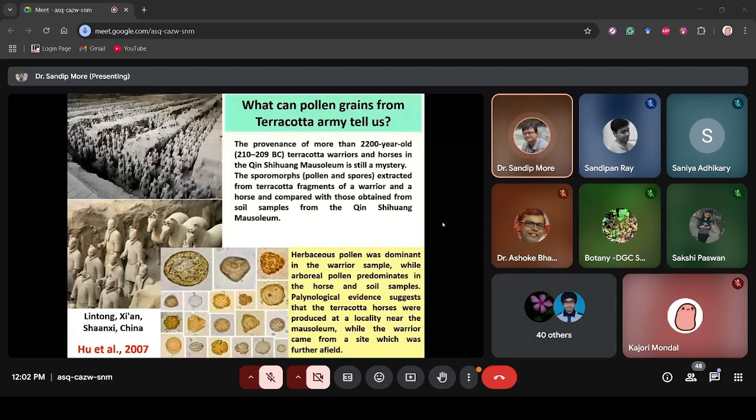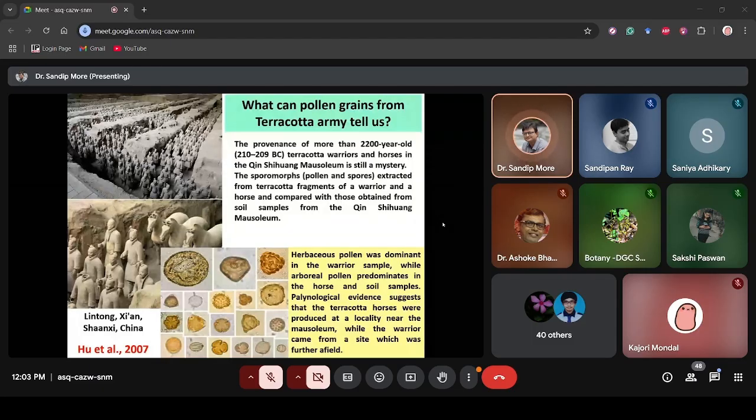They saw that herbaceous pollen, that means lower plant pollen grains, were dominant in the warrior or army samples, whereas the arboreal pollens, that means tree pollens, were predominant in the horse samples and the locations where they were dug. So it was proved that, as the warriors were more in number than the horses, warriors were produced hundreds of kilometers away from the location where they were dug; they were brought here and dug inside.